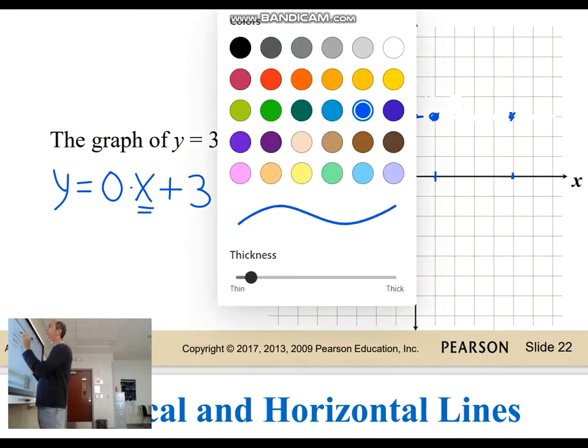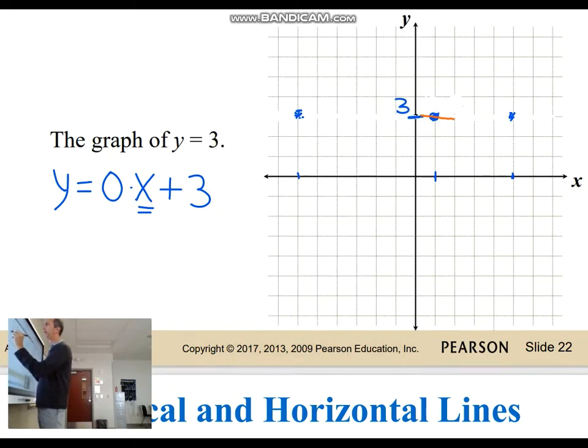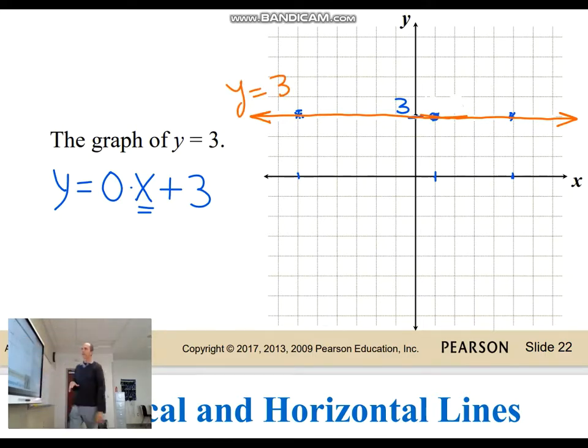Right? So we can graph this equation, y equals 3, which is going to be a horizontal line. The y-intercept is going to be at y equals 3, right? And we're not going to have any x-intercept here. It's going to be parallel to the x-axis.